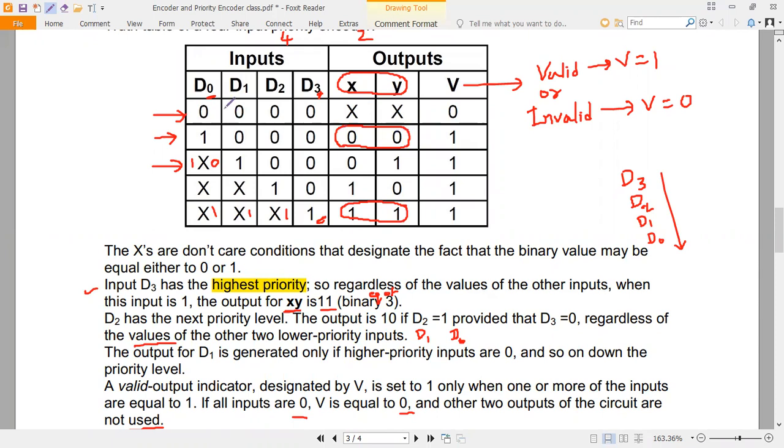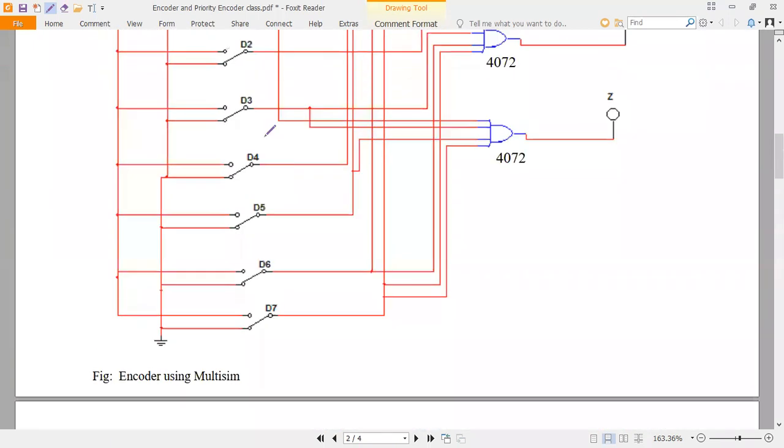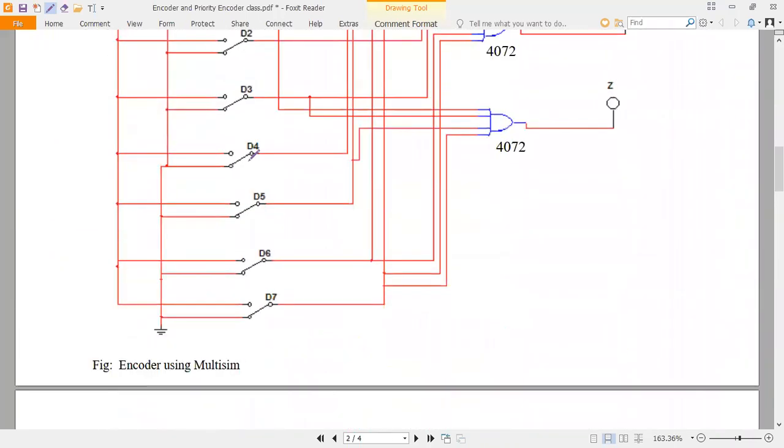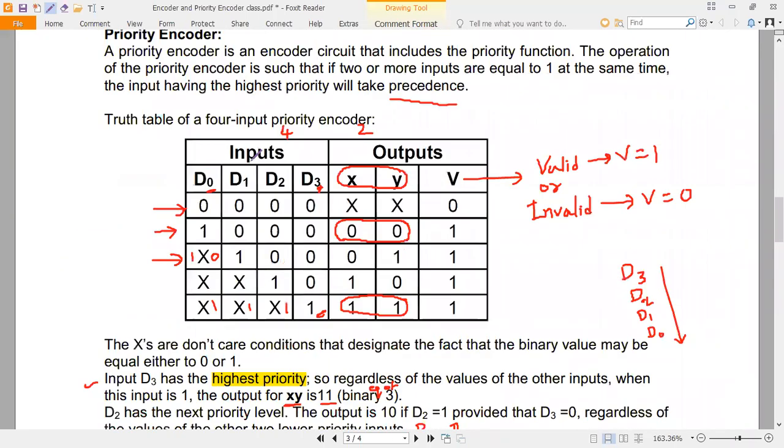If you see this encoder, all inputs are not equal to 0. At least one will have the active input. At least one row will have logic 1, that is the active input. In this, that case is not given here. In a priority encoder, we have considered all zeros also.